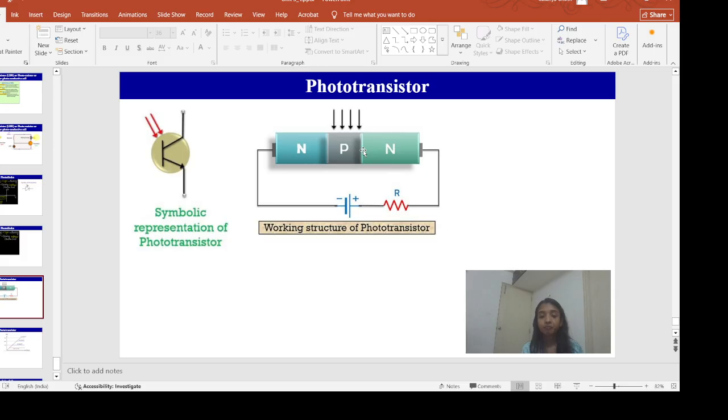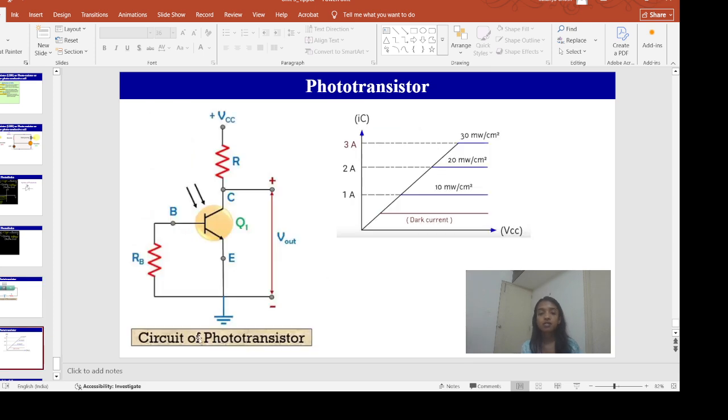Here in this case the output current will be less compared to the supply provided. But when we are shining light in the base region, the electron and hole pairs will get generated, and the applied voltage causes the electrons to move into the emitter region, and it will cause a large electric current to flow through the circuit.